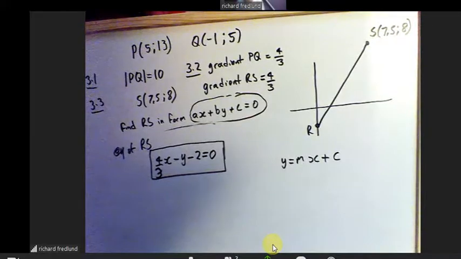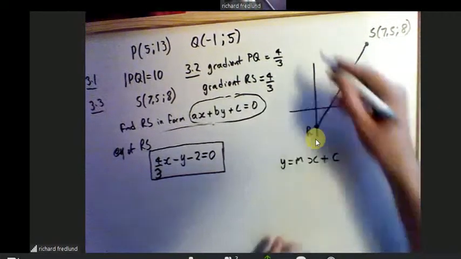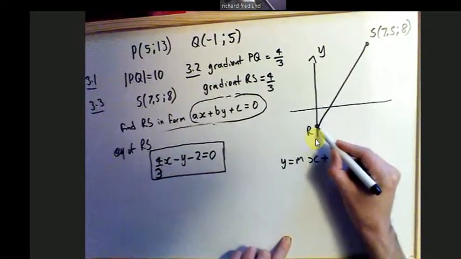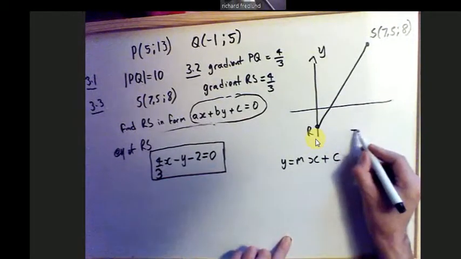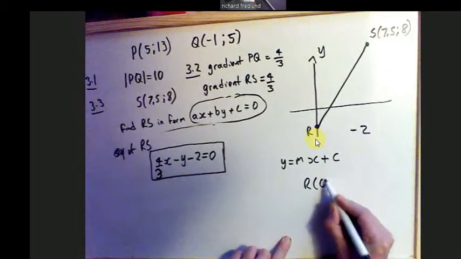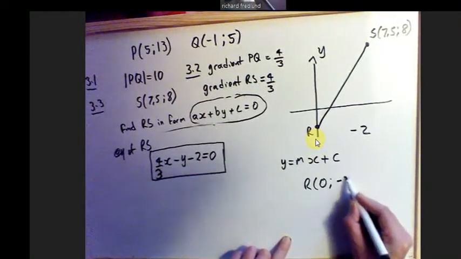Also remember that in the equation y equals mx plus c, m is the gradient and c is the y-intercept. So c is telling us something as well. C is telling us what exactly? It's telling us where this line RS intersects the y-axis. This is the y-axis. So it says it intersects at minus 2. So R is going to be (0, minus 2).